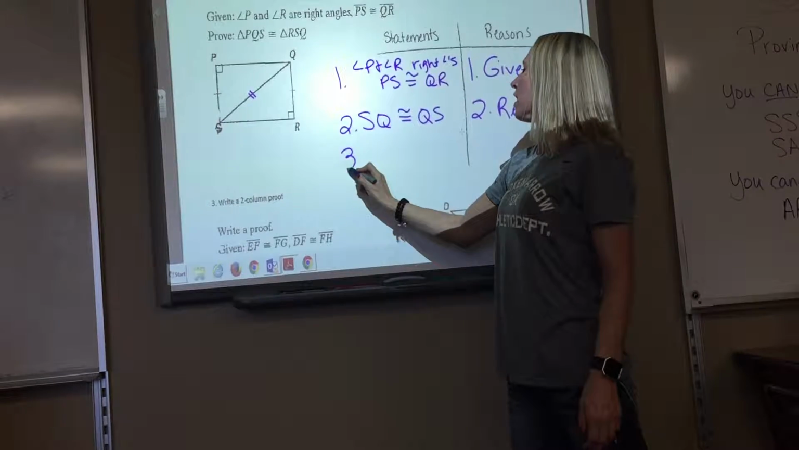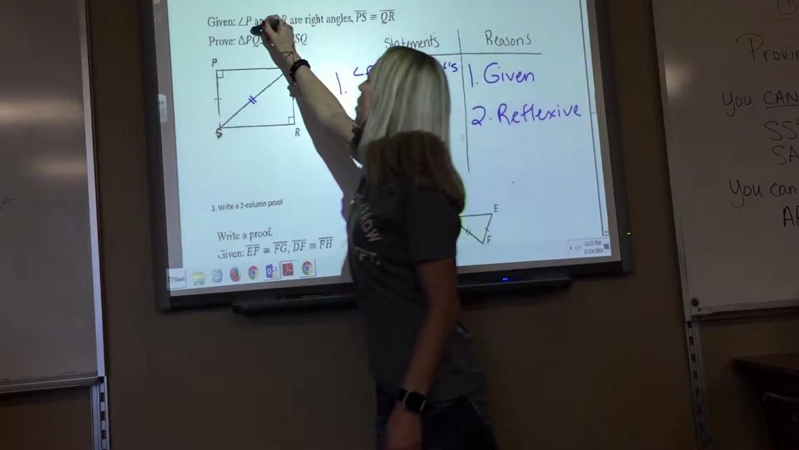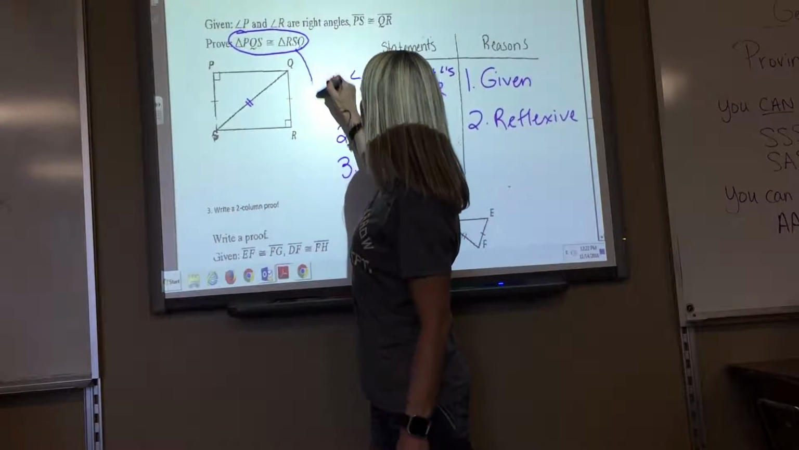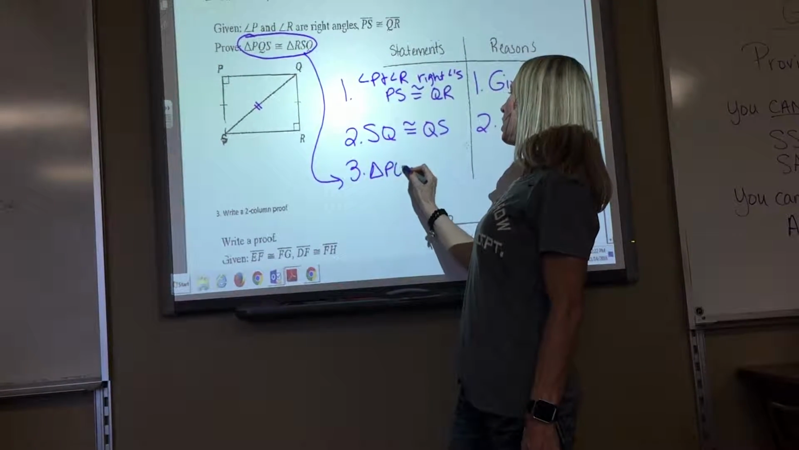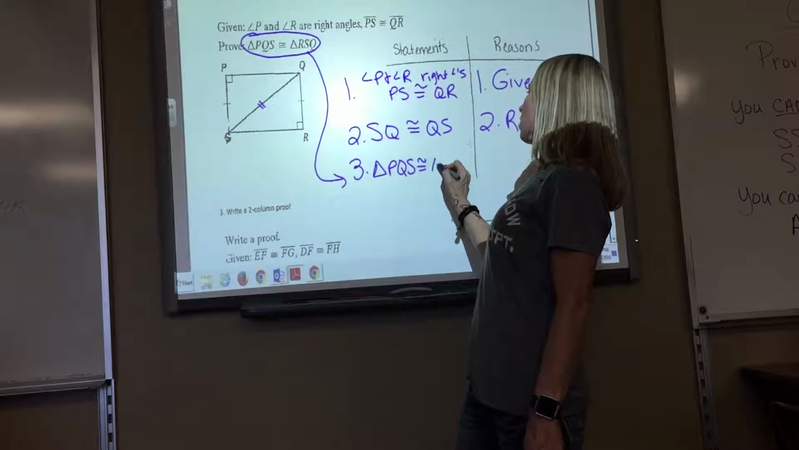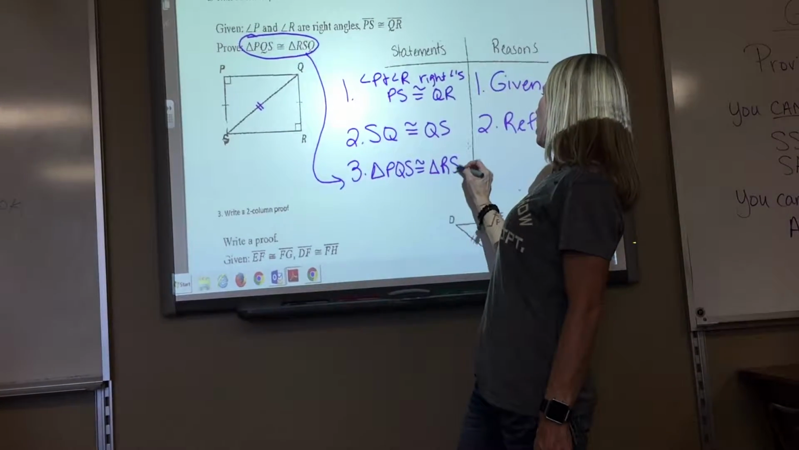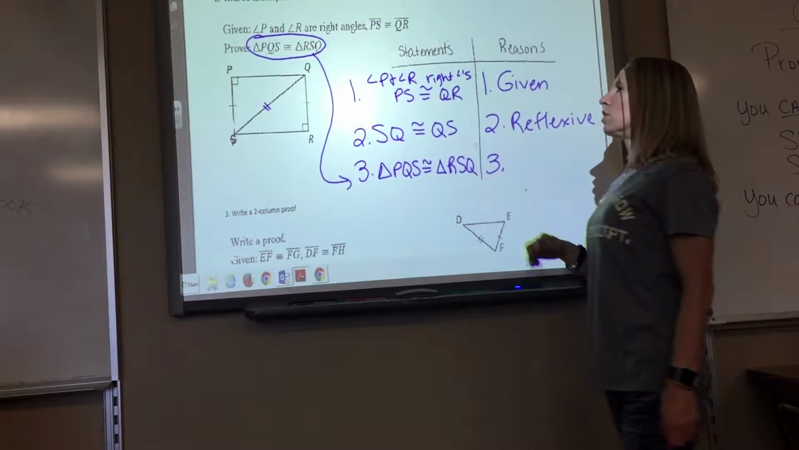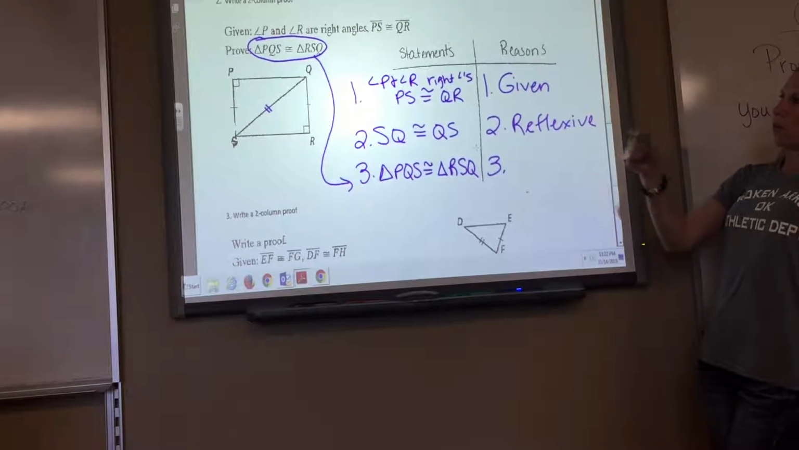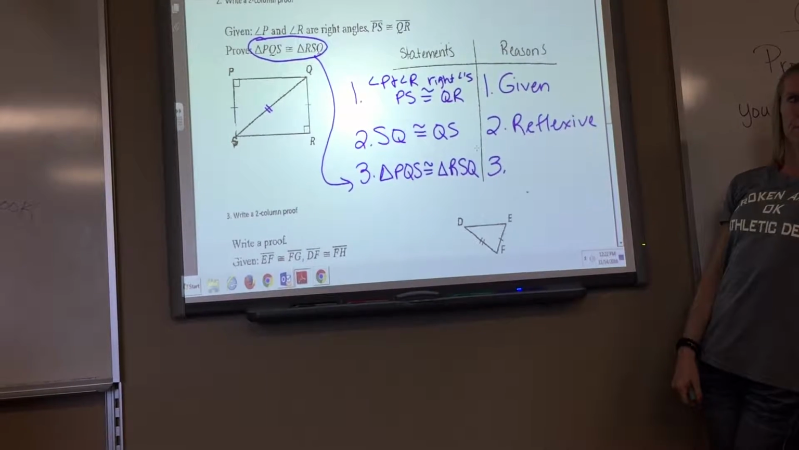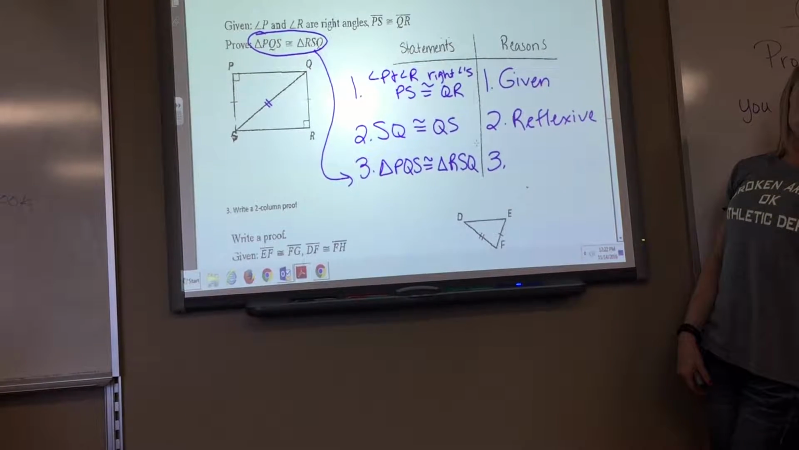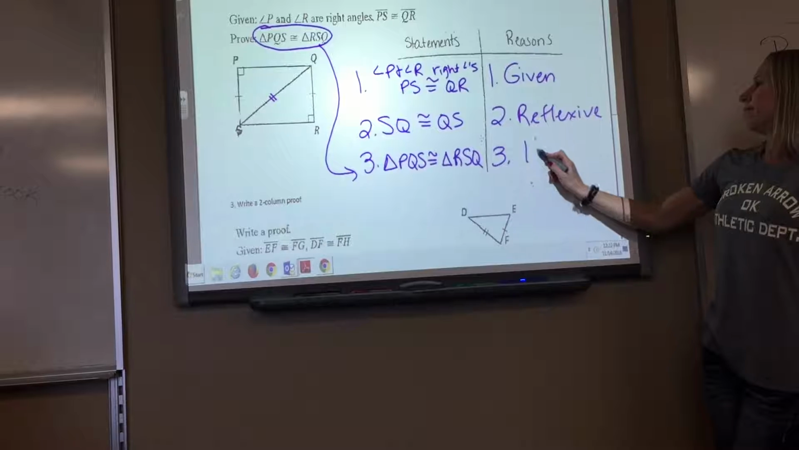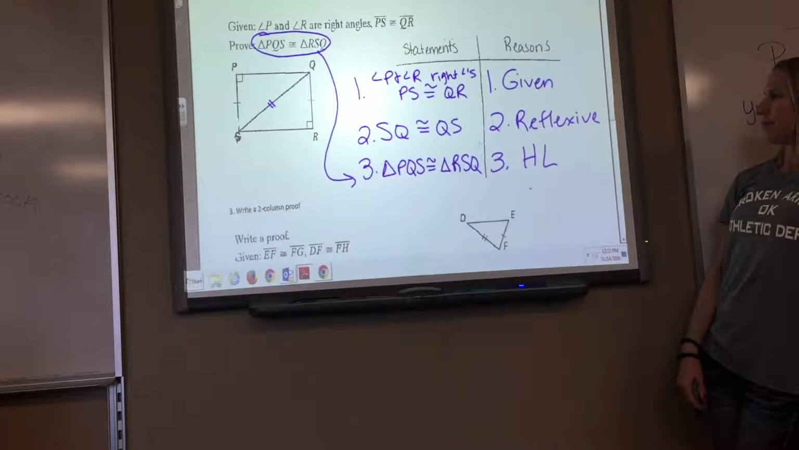Final step on that statement part, you copy this. So whatever is written right there, you copy that. Triangle PQS congruent to triangle RSQ, and then you say why they are congruent. Why are those triangles congruent? So it's side, side, side, side angle side, HL. HL, or RHL.